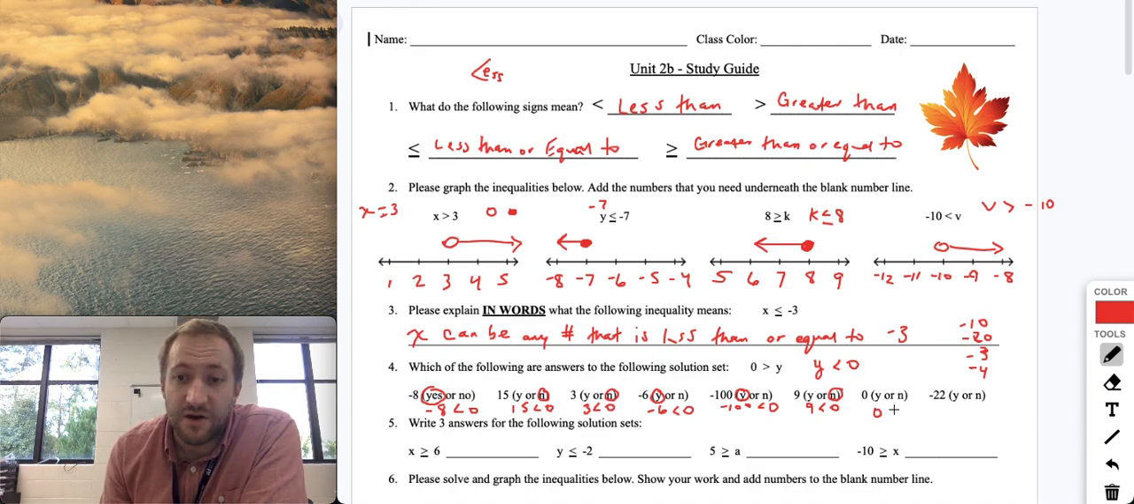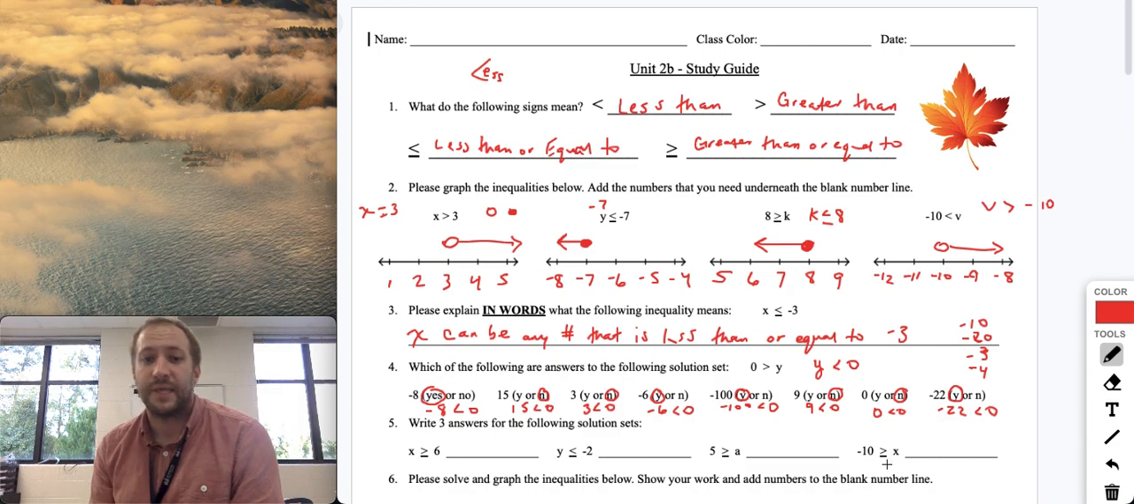The next one, 0 is less than 0. Is that true? No, 0 is equal to 0, not less than. And the last one, negative 22 is less than 0. Is that true? Negative 22 is less than 0. Yes, it is. That is true. All right. Let's look at the next one.